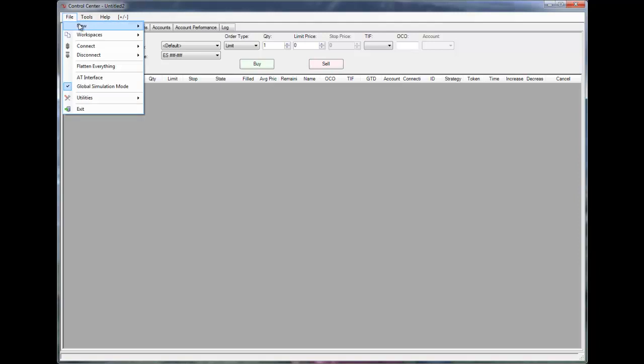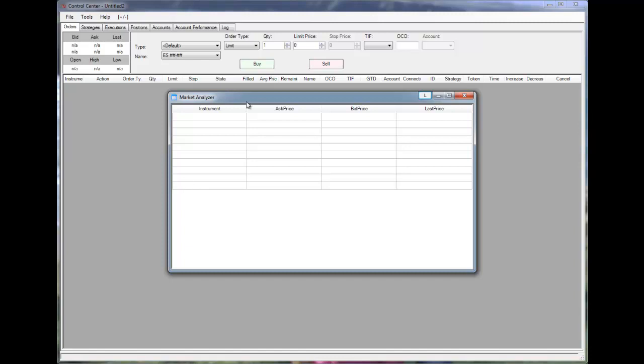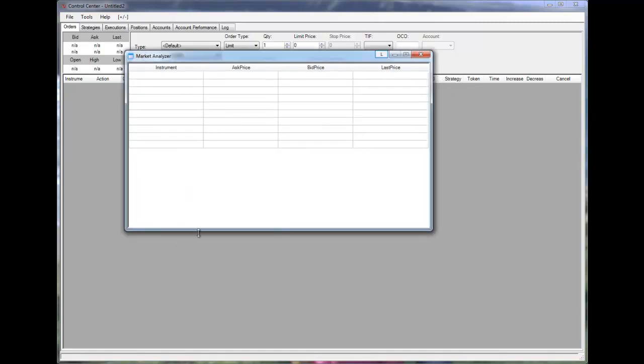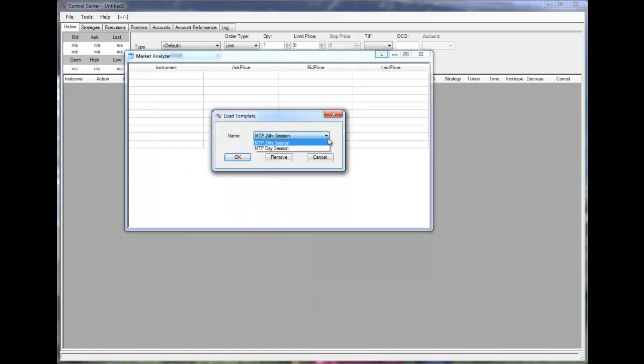Let's go File, New. This time we'll set up a market analyzer. Again, we've set up some templates for you. So if I right mouse click, come down to templates, and I do load, you can see we have again two templates. We have what we call our day session, which is for our US E-minis. This runs from 9:30 to 4:15 in the afternoon New York time, or for 24-hour session.